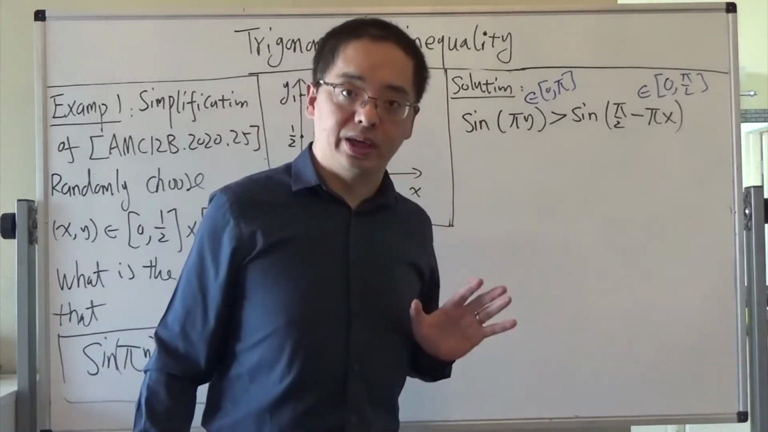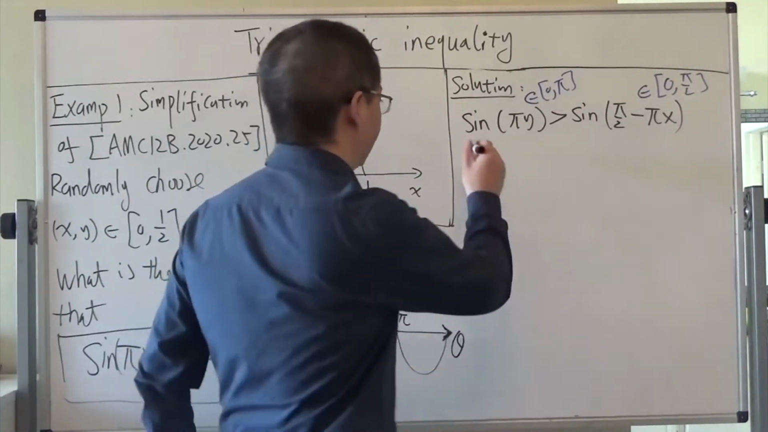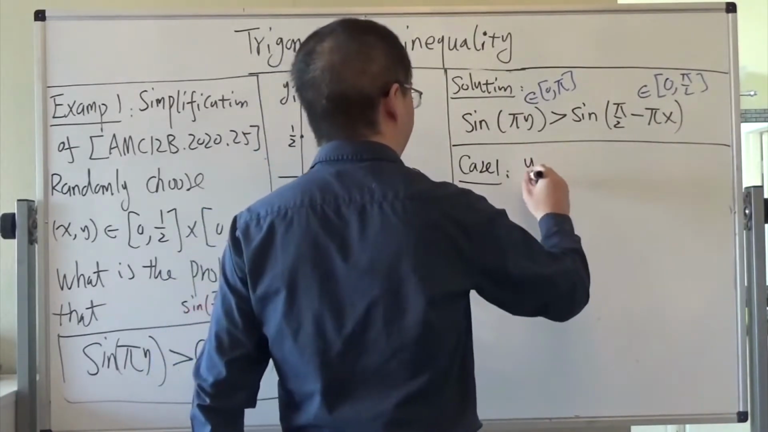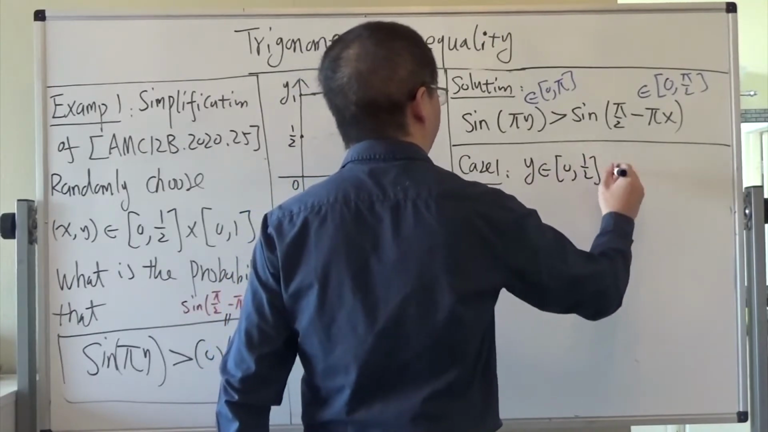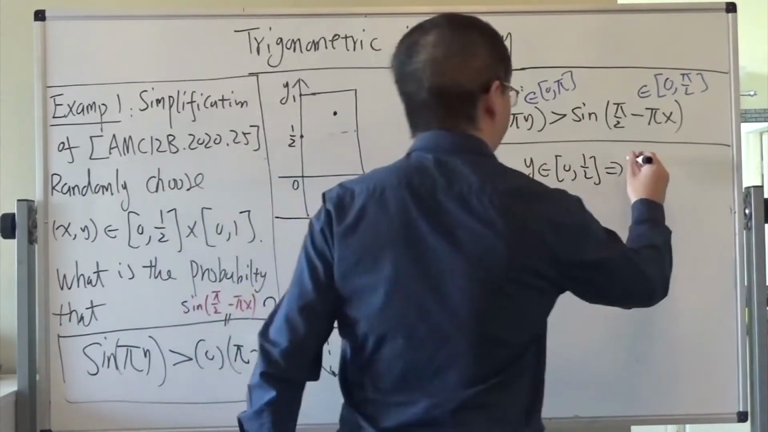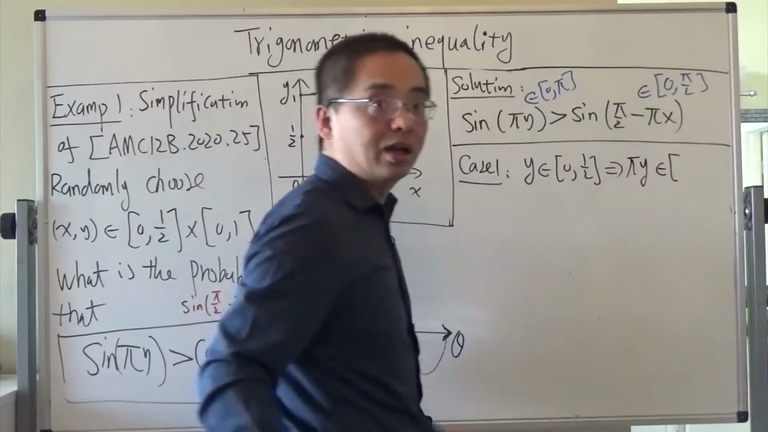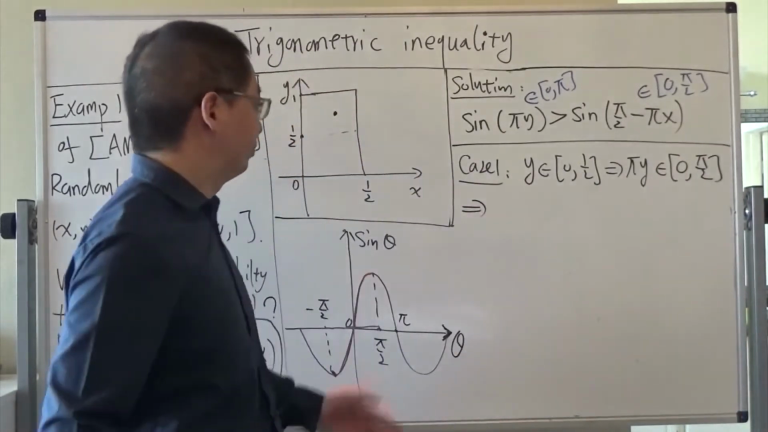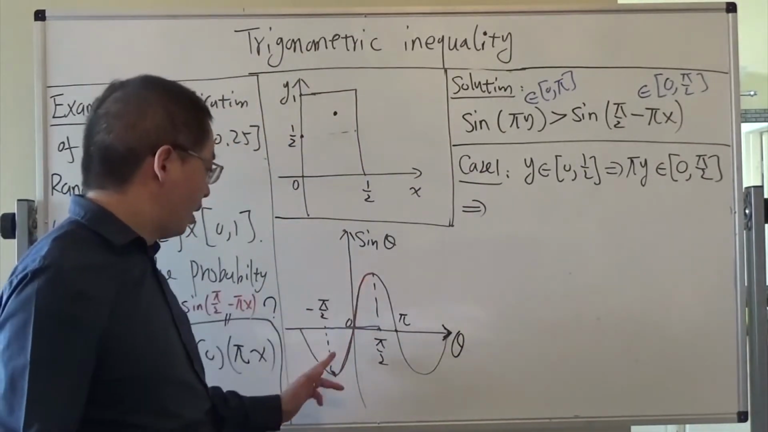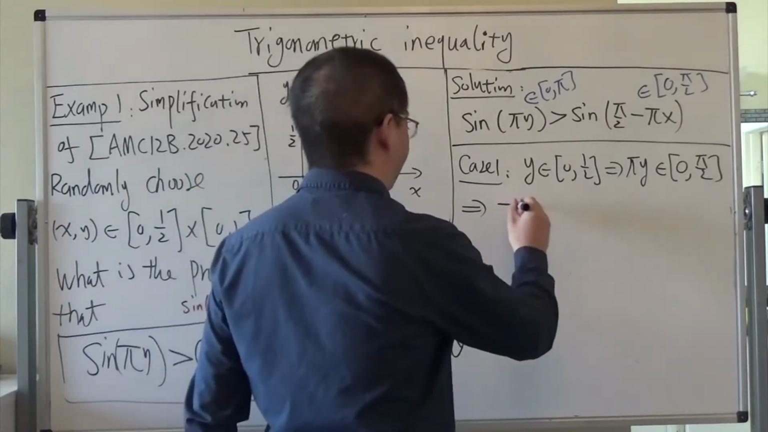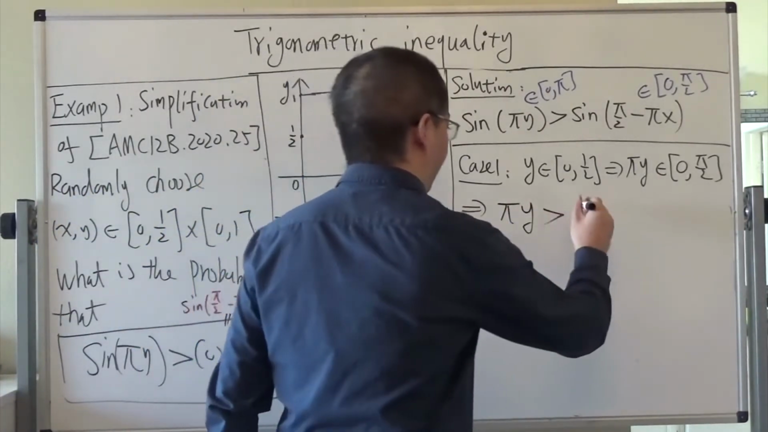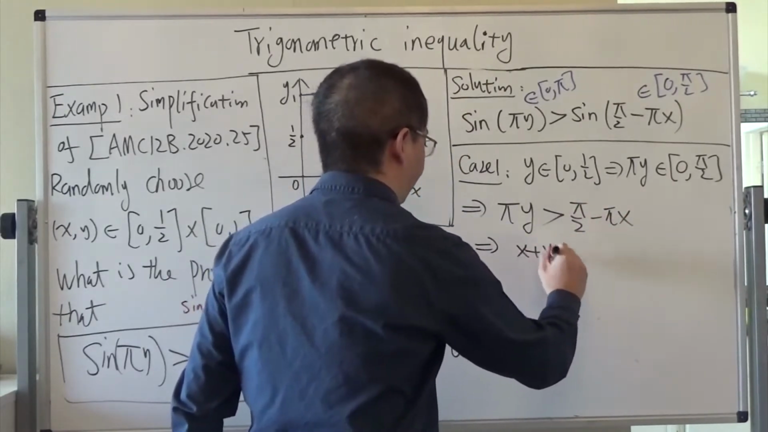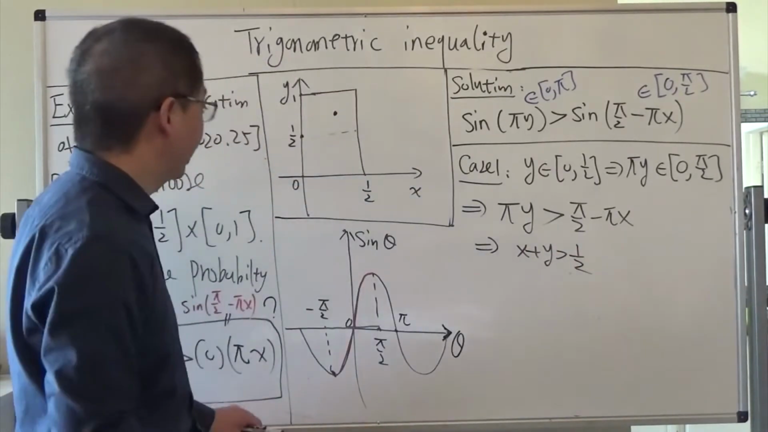Therefore, I will look at two cases. Case 1: if y is between 0 and 1/2, then pi y belongs to the desired domain, 0 to pi over 2. For this case, we just use the function being strictly increasing. We get pi y is greater than pi over 2 minus pi x, which implies x plus y is bigger than 1/2.